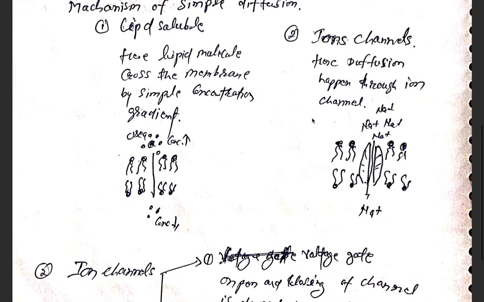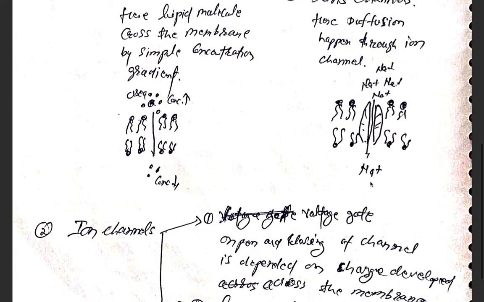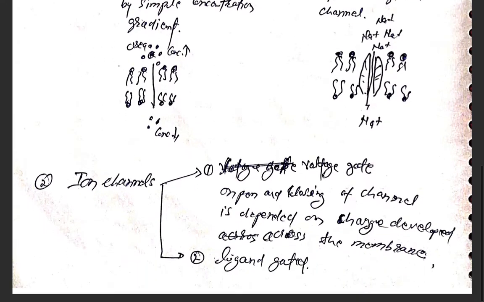Here diffusion happens through the ion channel. This ion channel helps in diffusion. For example, sodium at higher concentration crosses the membrane with the help of the channel and enters the inside of the cell. There is the inside and there is the outside. Outside, the concentration is high, and inside the cell the sodium concentration is low. Due to this concentration gradient, sodium easily crosses the membrane through the ion channels.